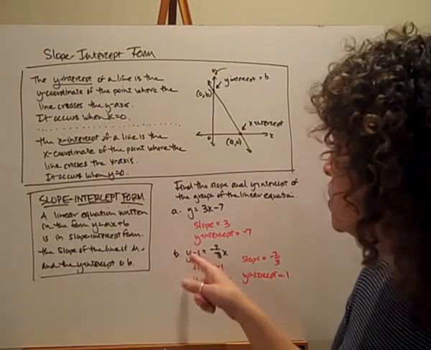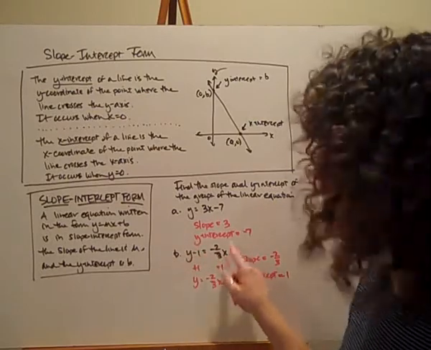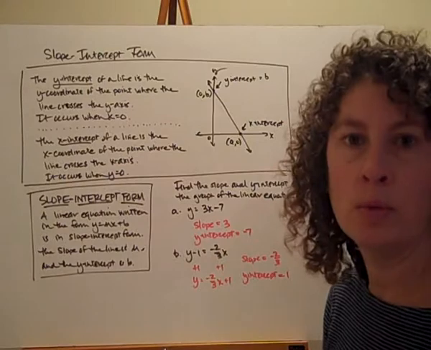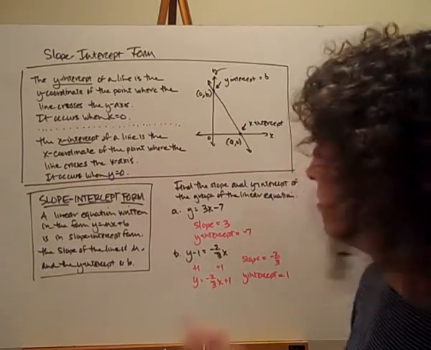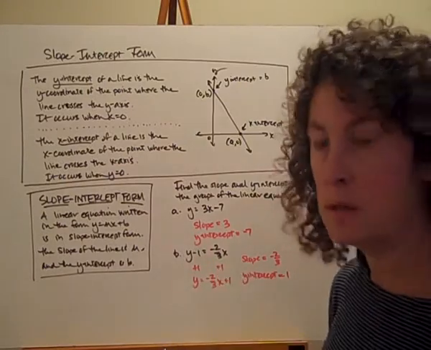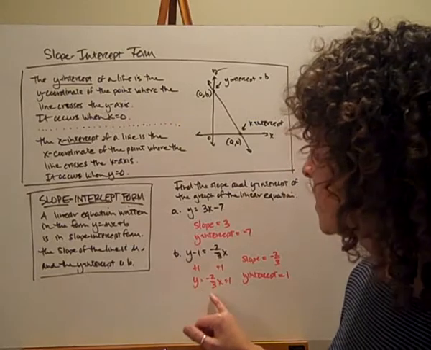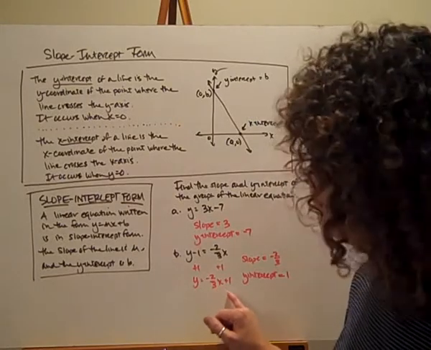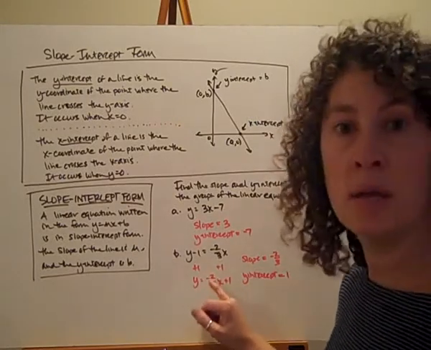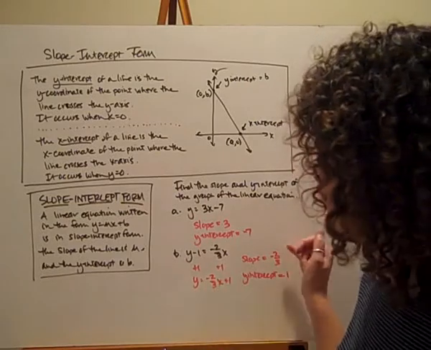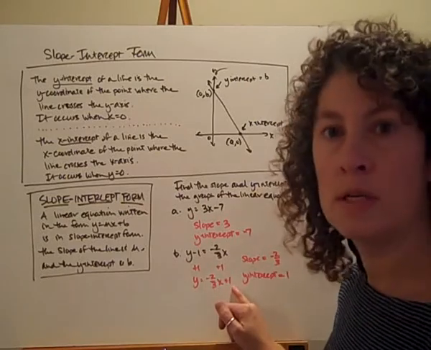Second equation, y minus 1 equals negative 2/3 x. So this is not in slope-intercept form the way it is. So let's get the y by itself. I'm going to do that by adding 1 to both sides. So now my equation looks like y equals negative 2/3 x plus 1. So my slope, again, is the number that is stuck to the x, so negative 2/3. And my y-intercept is at 1.